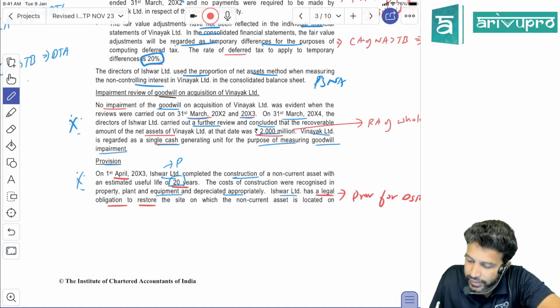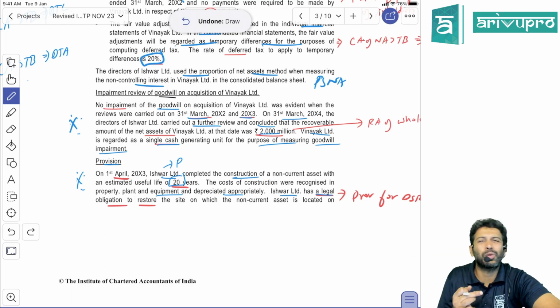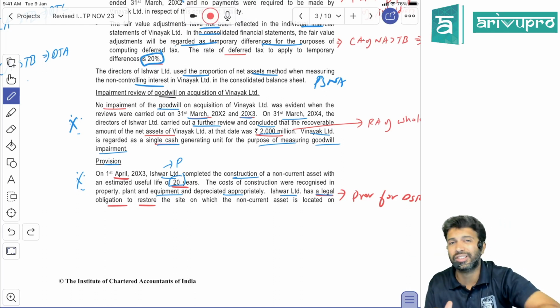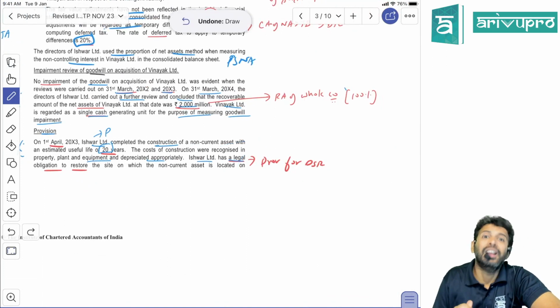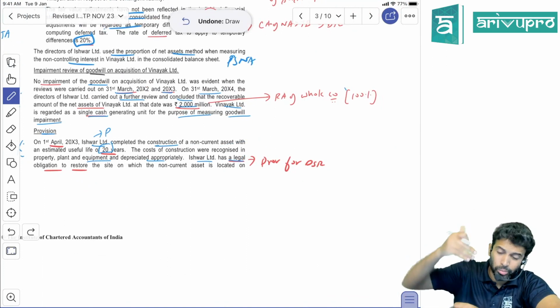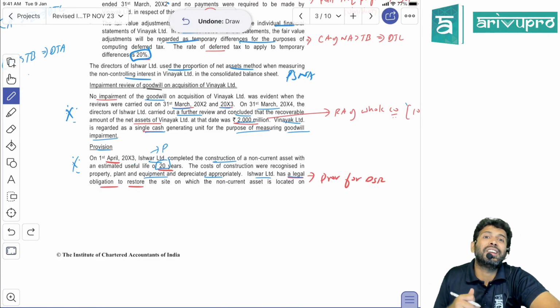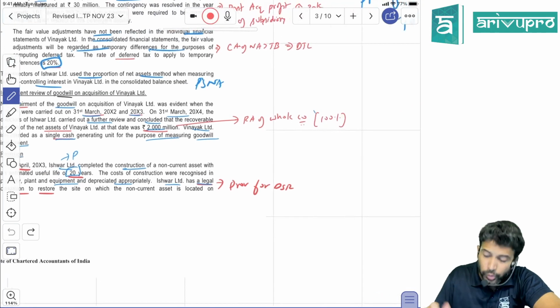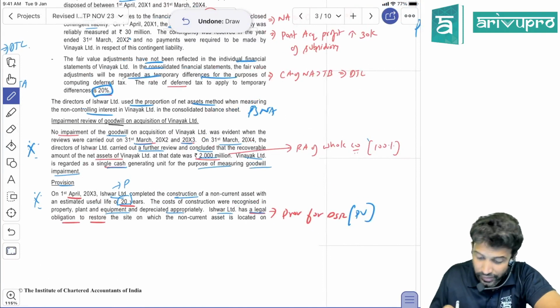Ishwar Limited, the parent company, has a legal obligation to restore the site. So this is your DSR, and we have to make provision for DSR, right? But this DSR will not come now. It will come at the end of the asset's useful life, which is after 20 years. So what does Ind AS 16 say? We have done such questions. We have to recognize provision for DSR at the present value, correct? So check what they have done.